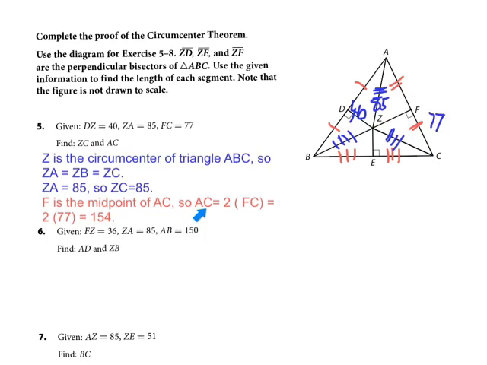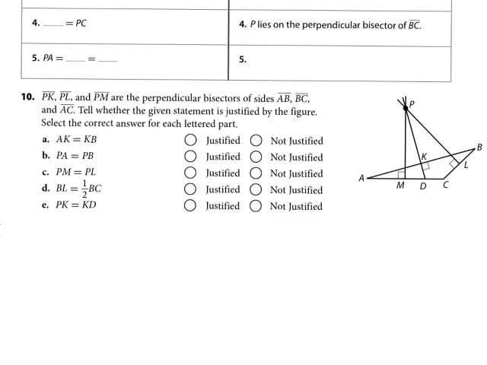So AC is equal to double whatever FC is. Now I know FC. FC is 77, so I'm going to substitute 77. And 2 times 77 gives me 154. So that means that the measurement of AC is 154. I will work on number 10 with you next.